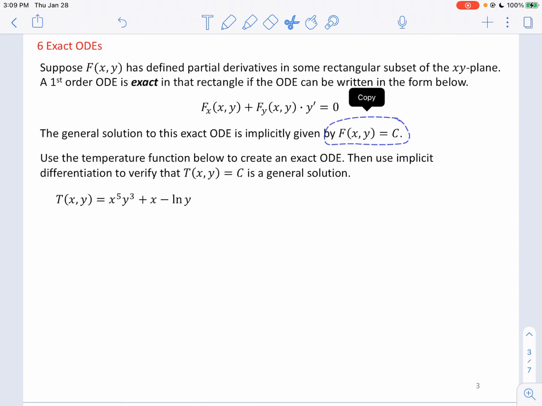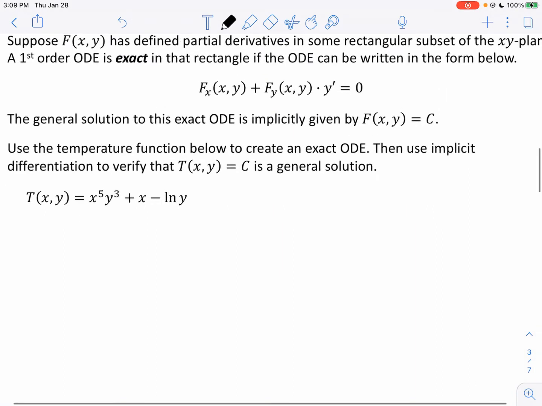So it's actually very easy to create an exact differential equation. You simply have to write down pretty much any capital F function you want, do its partial derivatives, and then write this. And you've created a differential equation that's exact. We're going to do that for the temperature function that we were just analyzing.